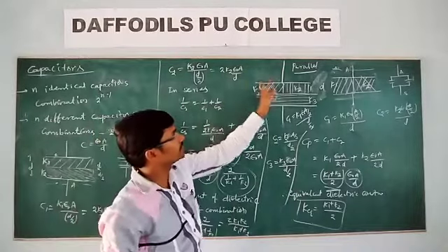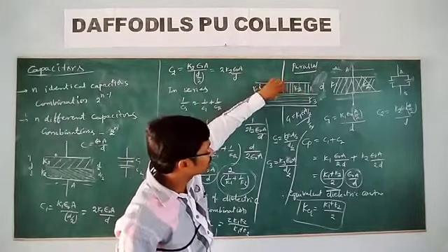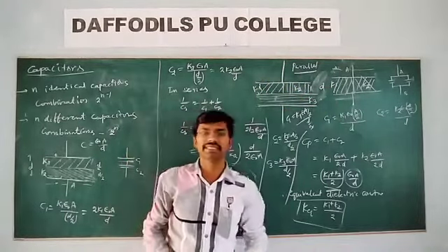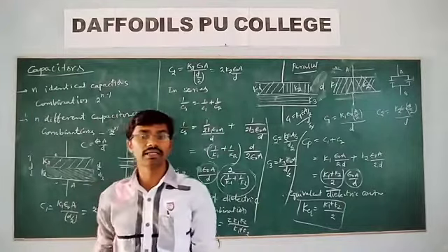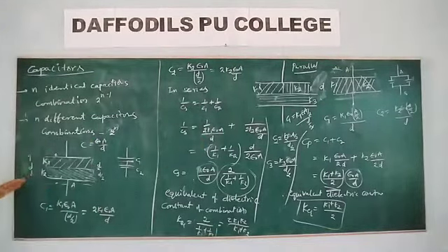Now you can see C1 and C2 are in what combination? Parallel. The resultant of this one with the third one is series. So that you can get the equivalent capacitance or equivalent dielectric constant of the combination, same as all this we have solved.